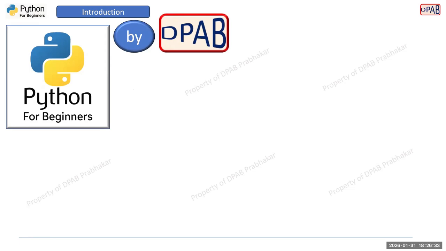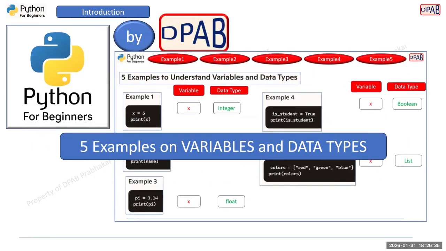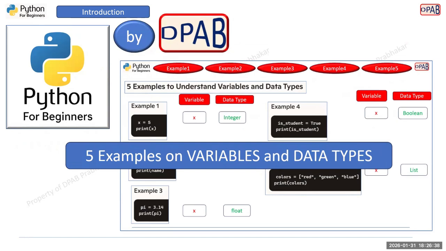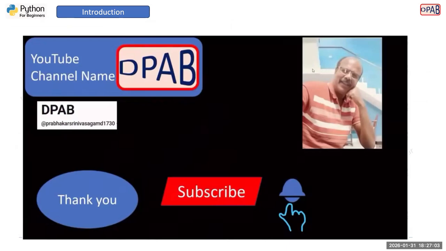Okay. Now in this we are just going to see 5 examples on the concept called variables and data types. These 5 examples will be explained in great detail, so it will be a longer video. Please be patient enough to go through the full video so that you will be able to understand what a variable is, how it can be defined, and what the data types are, how they can be assigned to that variable, right?